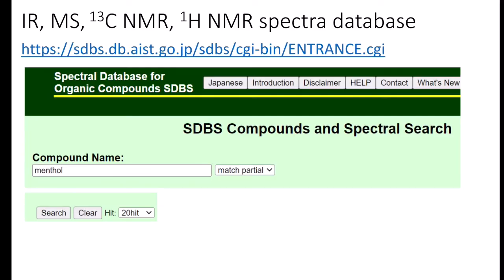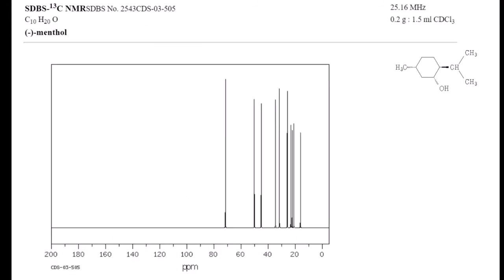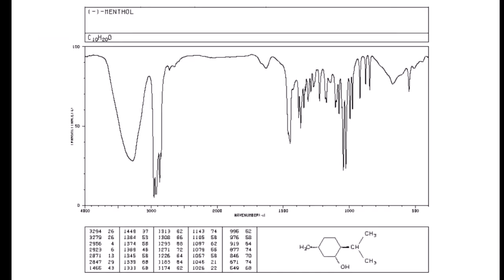If you are interested in looking for the different spectra of compounds, you can Google SDBS. It stands for Spectral Database. These are for organic compounds only. So for example, if you want to search for the spectra of menthol, they have mass spectrometry data available. Okay, as you can see here, they also have CNMR data, and they also have infrared spectroscopy data.